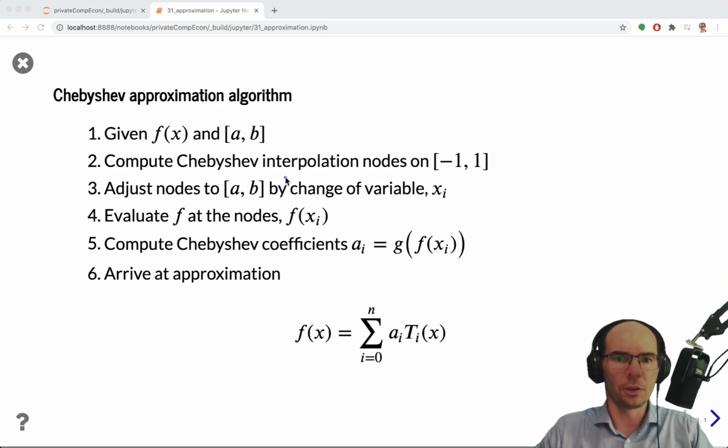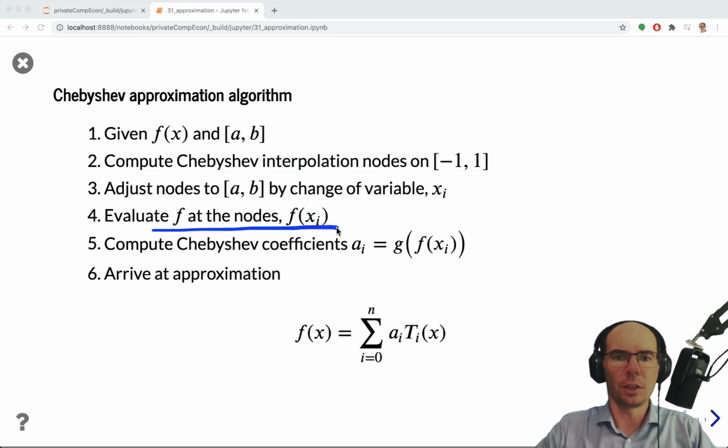We have to compute the Chebyshev interpolation nodes, and this is the key. So the power of the Chebyshev approximation is that, for a given degree of polynomial, it's not only the polynomial that we're choosing to approximate this function. We are also optimally choosing the location of the nodes on this closed interval where the function of interest has to be computed for the approximation to work. Then we can adjust these nodes to our given interval.